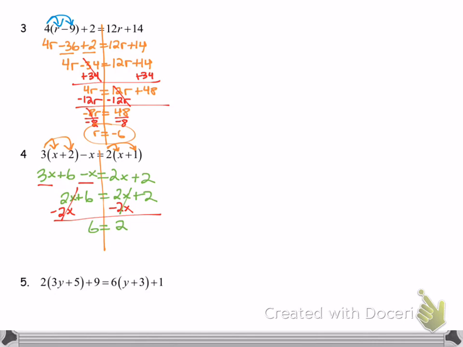I got 6 equals 2, and I have to ask myself, is it a true or false statement? Well, is it true or false? Is 6 the same thing as 2? No, it's not true. So since it's not true, when the variables disappear, and there's nothing left and you have a false statement, this is something called a no solution. Well, if you don't want to write the words, this is the symbol for no solution.